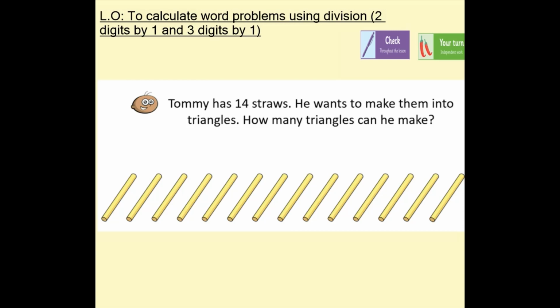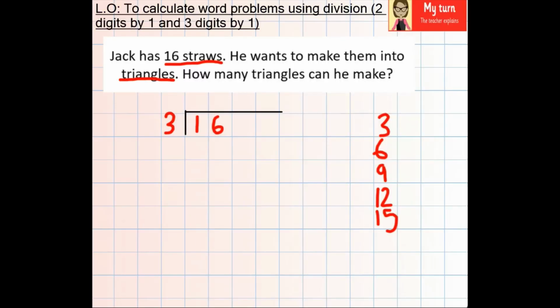Did you get this answer? 14 divided by 3 is 4 remainder 2. We were able to make 4 triangles and we had 2 left over. Well done if you got that.